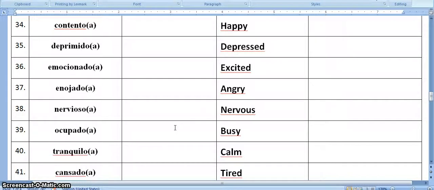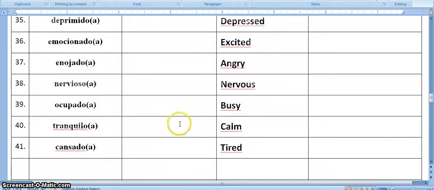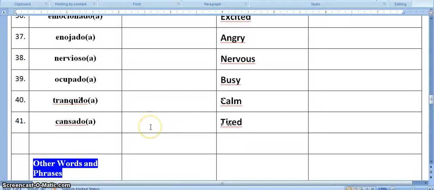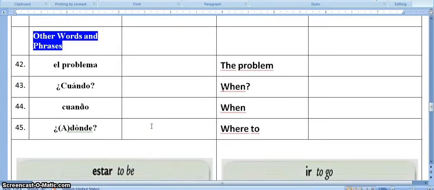39 is ocupado or ocupada. It's busy. Okay, a lot of you are getting busy. Hopefully you guys are getting ocupado, busy getting these notes down, right? Número 40 is tranquilo, calm. If you think about Senior Lim, he's always calm, right? Cool. And número 41, cansado or cansada. Every time you guys come into my classroom, you're going to be like, oh, estoy cansado because I'm so tired. I don't want to study. Blah, blah, blah. Okay.